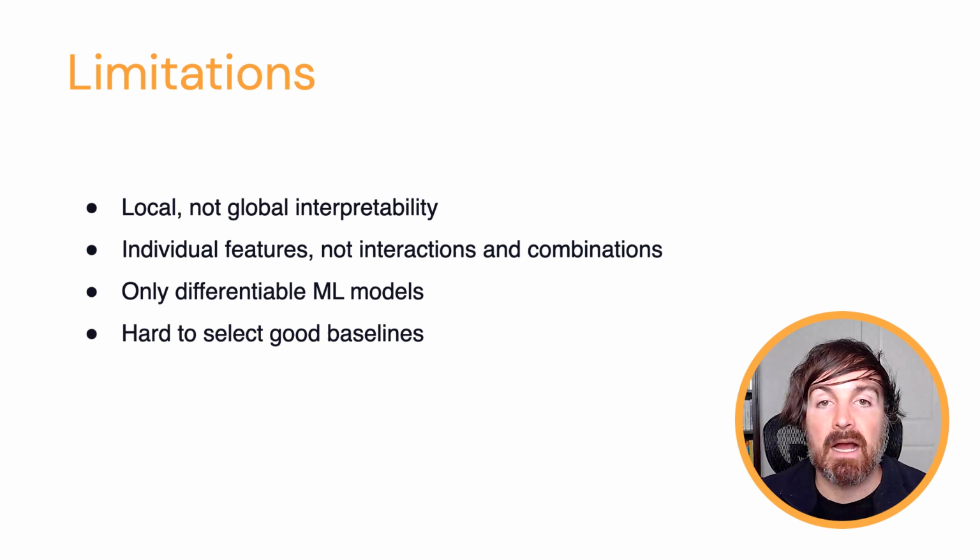IG interpretability is in relation to individual features, not feature interactions and combinations. This limits the expressiveness of its explanations to stakeholders to describe complex modeling processes. IG also only works with differentiable ML models due to needing gradients as their input. So no tree-based models. For that, take a look at some other model-agnostic approaches, like sampled Shapley values. Lastly, it's hard to select good baselines for integrated gradients, and we'll return to this concept in a few slides. Typically, black images of zero value pixels or a zero embedding vector for text are good defaults, but they do have some pitfalls that we'll discuss.